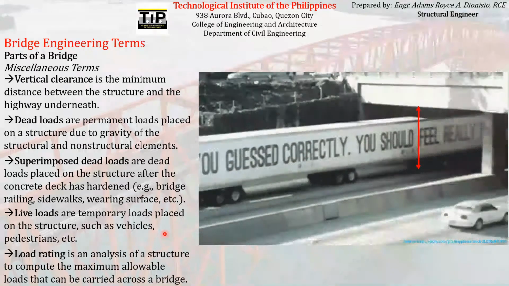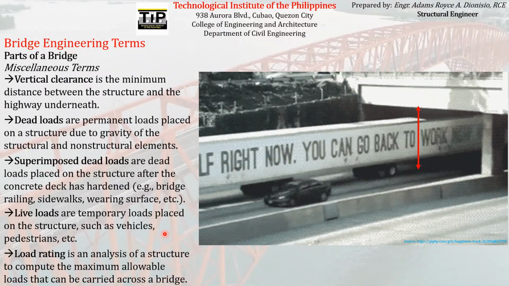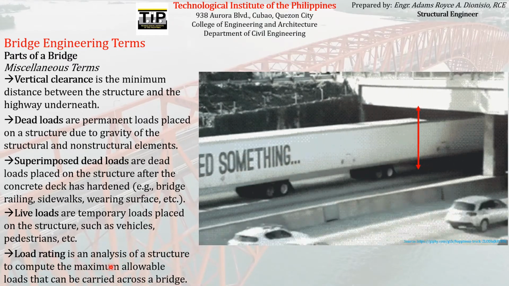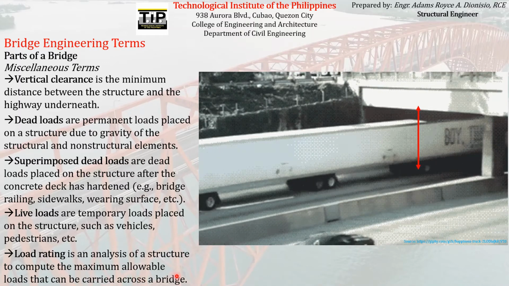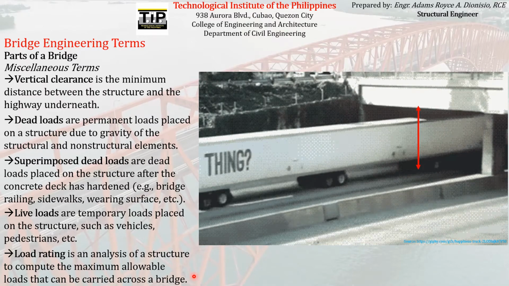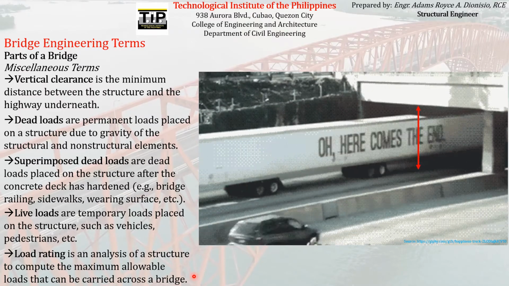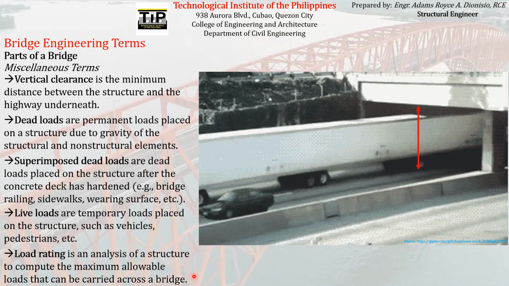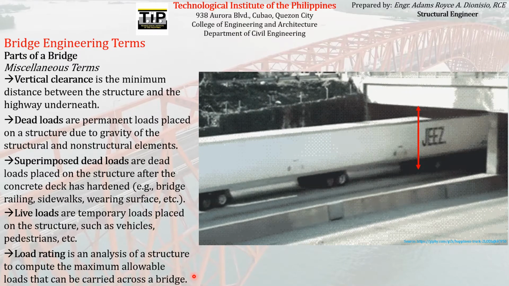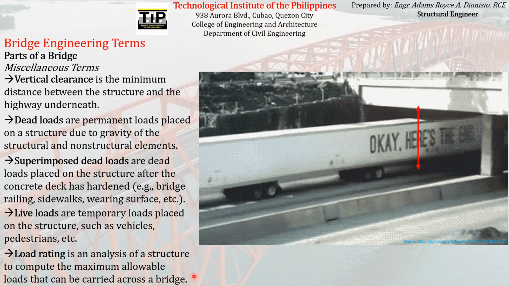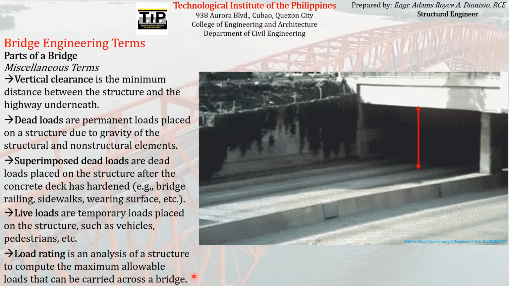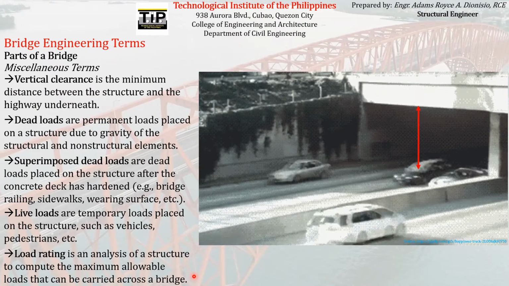Another miscellaneous term for us to be familiar with is load rating. Load rating is an analysis of a structure to compute the maximum allowable loads that can be carried across a bridge. So these load ratings are actually those signs that you can see when you enter a particular bridge. For example, there is a signage that says 10 tons. That means the maximum allowable load or weight that can use that particular bridge is up to 10 tons only.